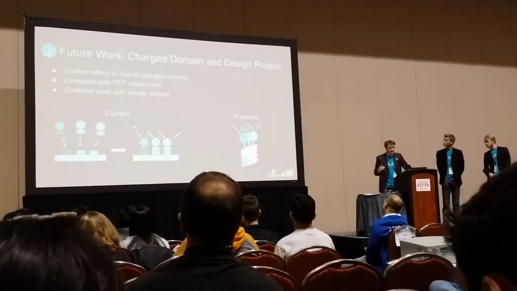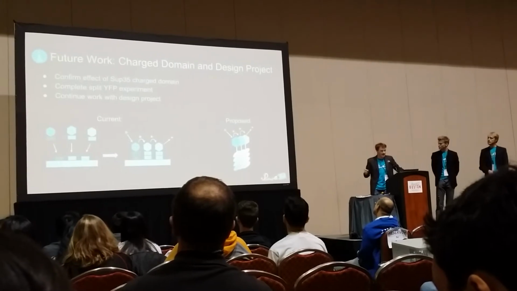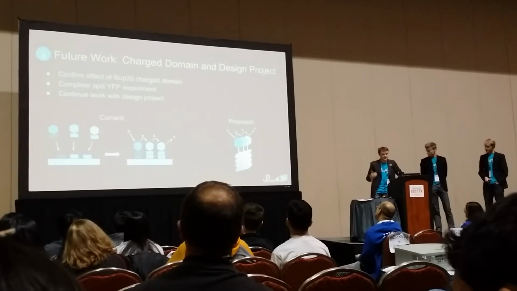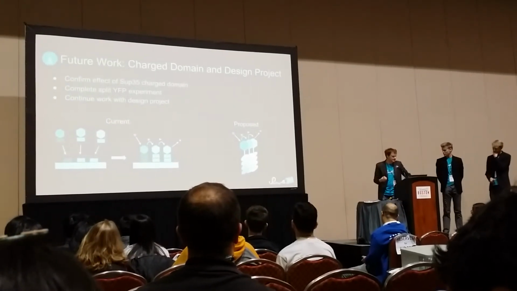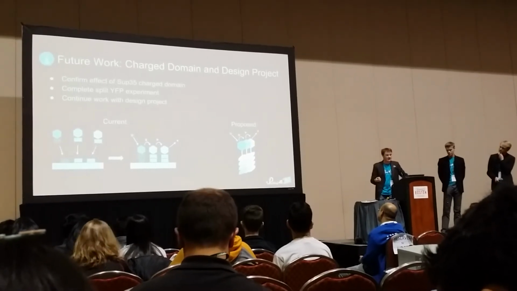So this leaves us interesting experiments to do, such as adding the middle or the charged domain and seeing if we observe increased fluorescence to support this result. We can also complete our split YFP experiments. We created those parts and biobricked them. But when we did our transformation, the cells didn't grow. We can also continue this as a design project.